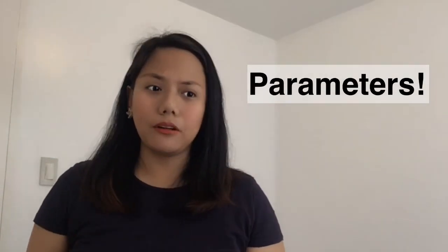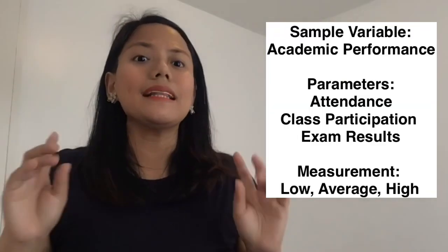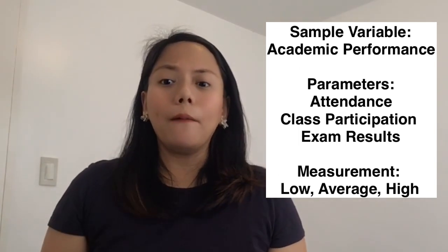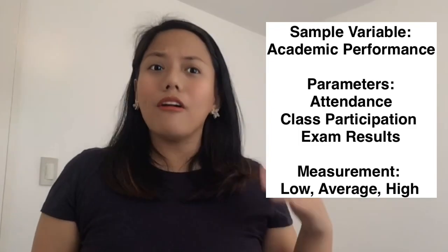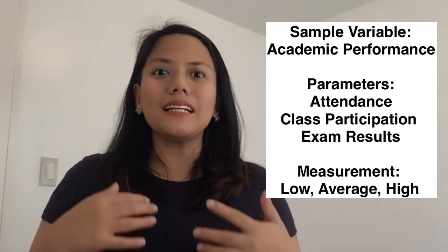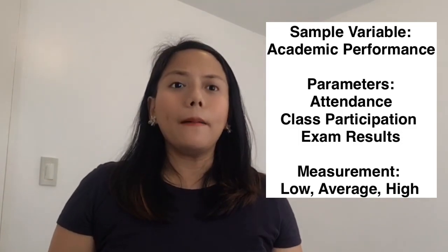We call that parameters. So for example, your research, your dependent variable is academic performance. How are you going to measure the academic performance? Okay, I'm gonna give you examples of parameters in academic performance. Parameter is attendance. So we will categorize if the attendance is high, low, or very low. Okay, next is class participation. That is another parameter.